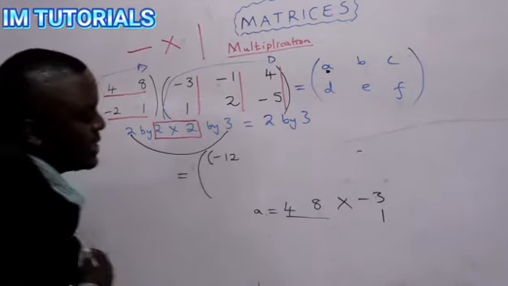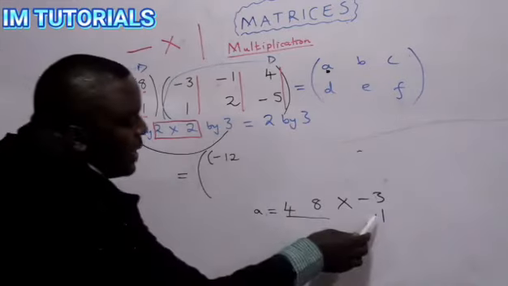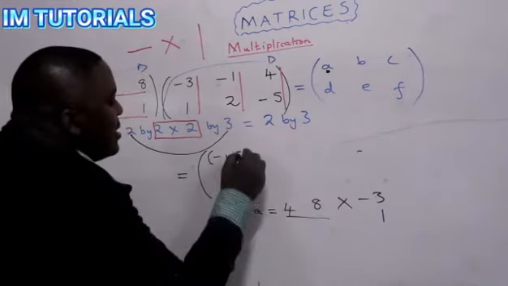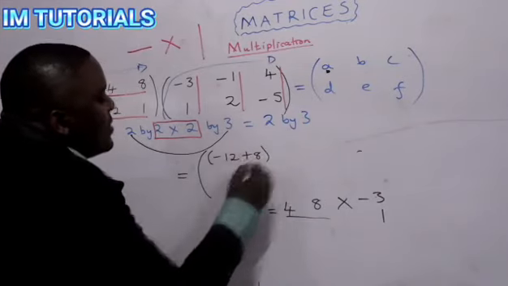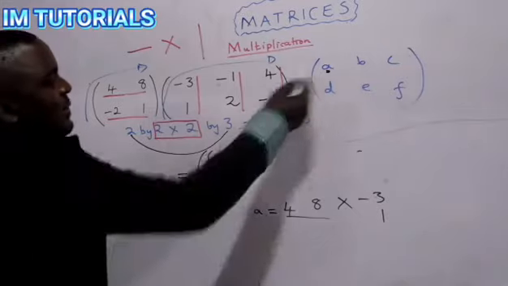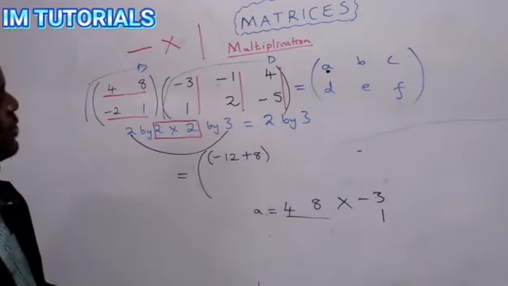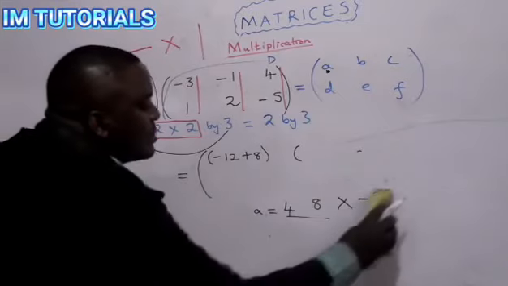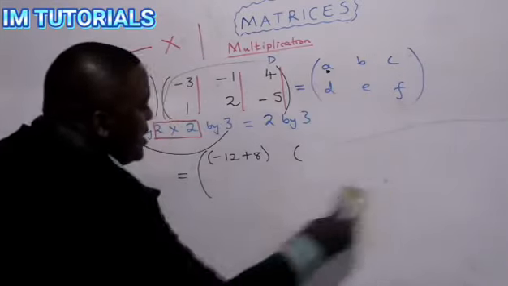Then 8 is the last number in the row. To multiply 1, the last number in the column. So 8 times 1, what do you get? 8 times 1, you get 8. So minus 12 plus 8 is representing the value of A. I hope you are following, class. So let us move on to the value of B.